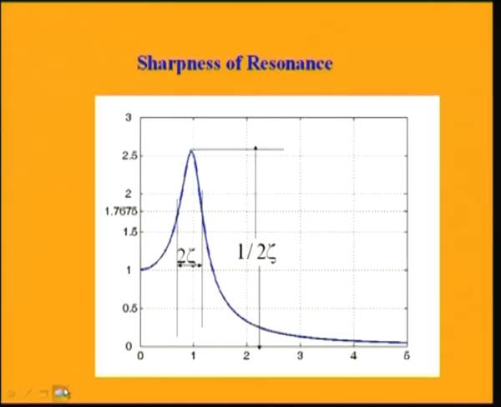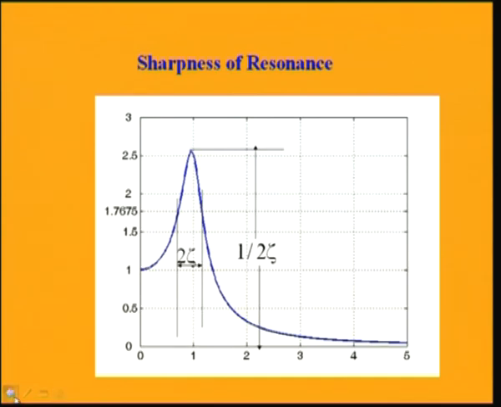In today's class we are going to study the sharpness of resonance, also the vibration measuring instrument, and we will solve some problems on single degree of freedom systems. Already you know that in case of a single degree of freedom system subjected to a force F sin omega t, at resonance the amplitude of vibration equals 1 by 2 zeta.